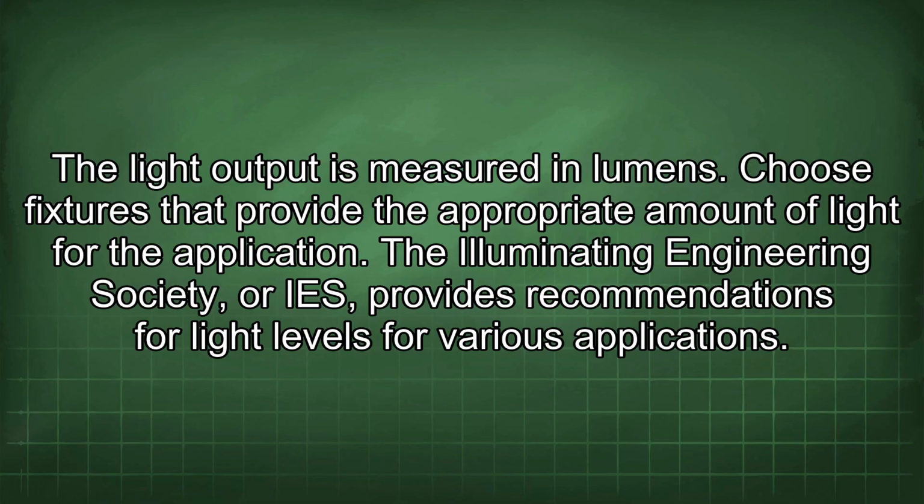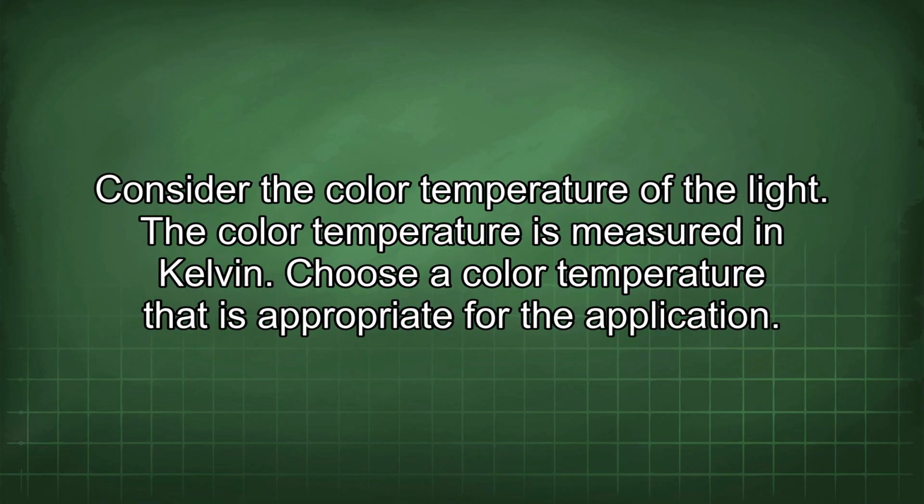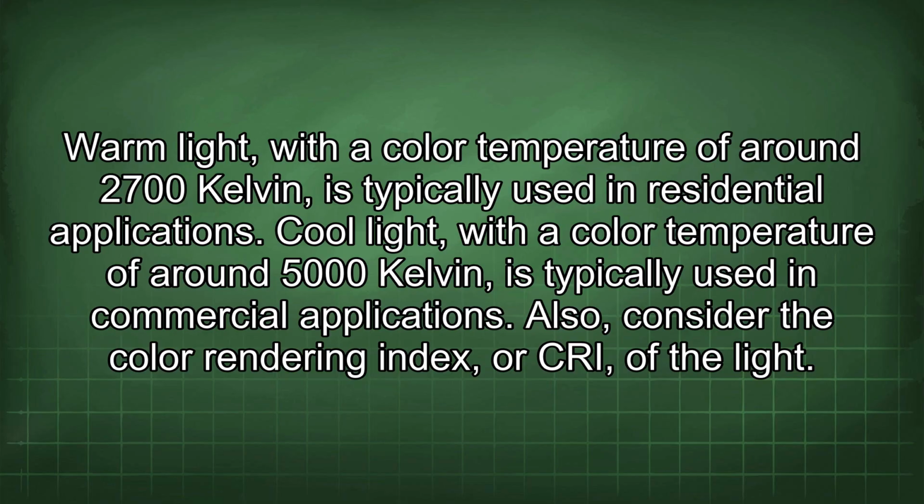The Illuminating Engineering Society, or IES, provides recommendations for light levels for various applications. Consider the color temperature of the light. The color temperature is measured in Kelvin. Choose a color temperature that is appropriate for the application. Warm light with a color temperature of around 2700 Kelvin is typically used in residential applications. Cool light with a color temperature of around 5000 Kelvin is typically used in commercial applications.